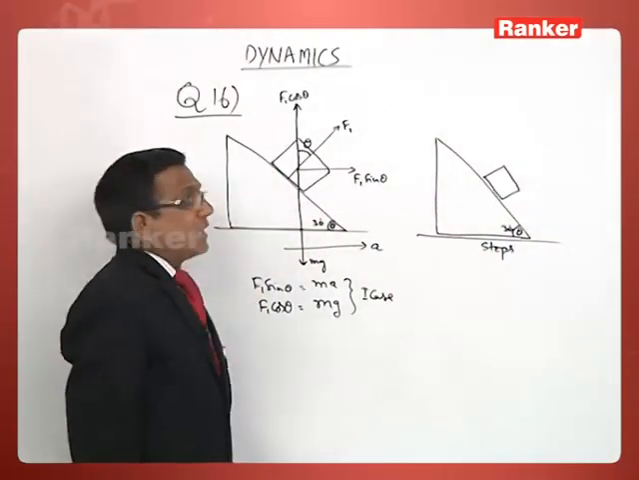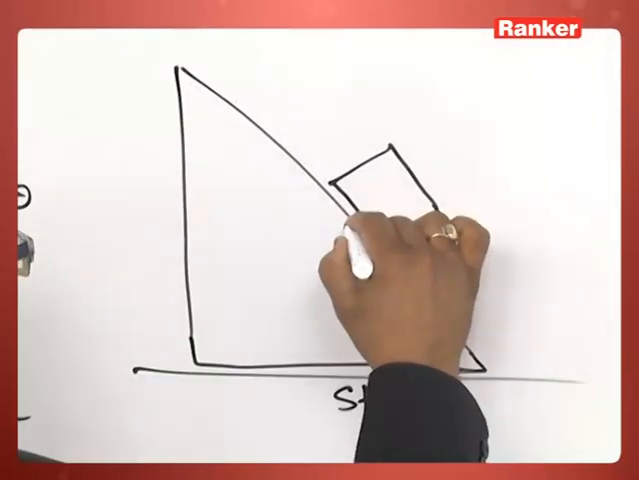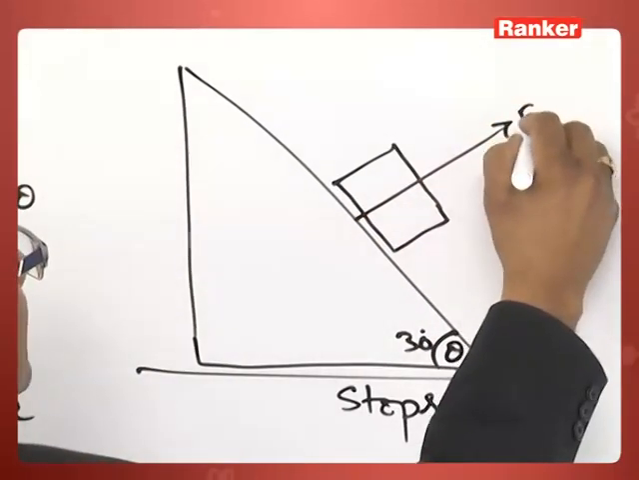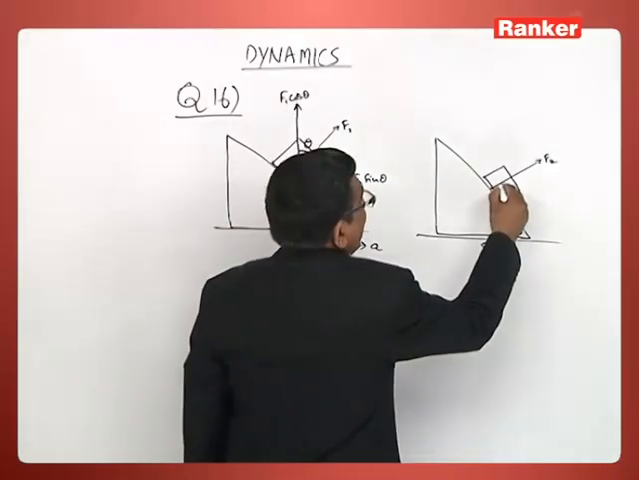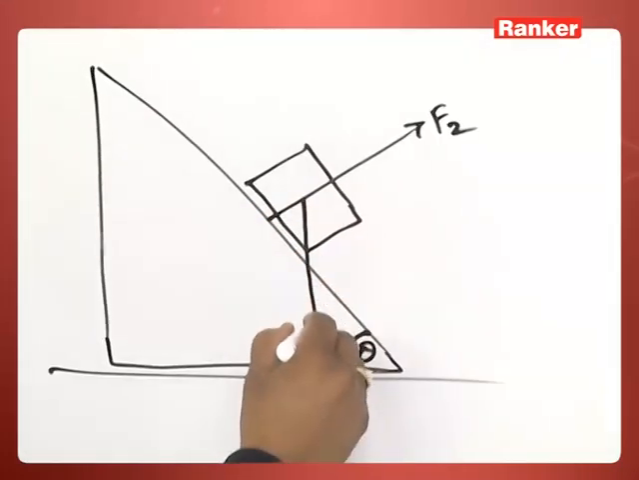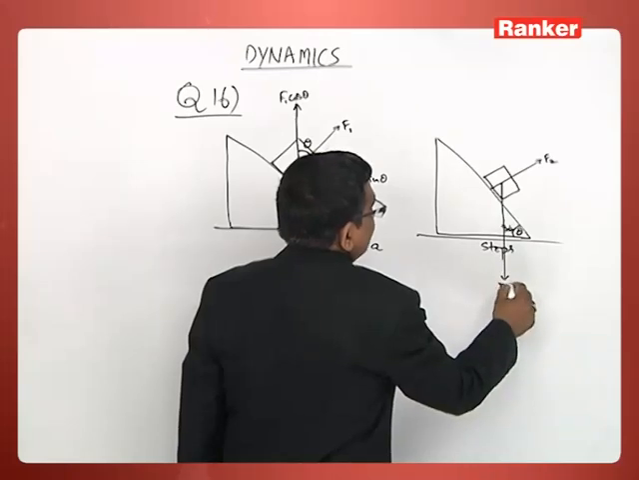Now what are the forces that are acting? Normal force will act like this. That normal force in the diagram was given as what? F2. Then its weight acts vertically downwards. This is the weight that is acting, mg.